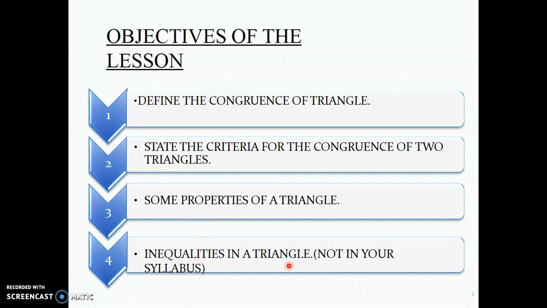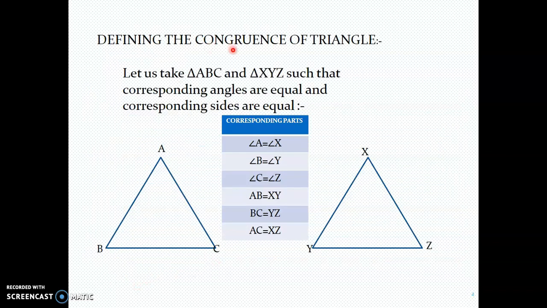Fourth, inequalities in a triangle. As I have written also, it is not in your syllabus, but we will do it in a brief manner just for your knowledge, students. You are in 9th class, you should know this. We won't do the exercise, so don't ask me again. Inequalities in a triangle, this is just for your knowledge. I will explain.